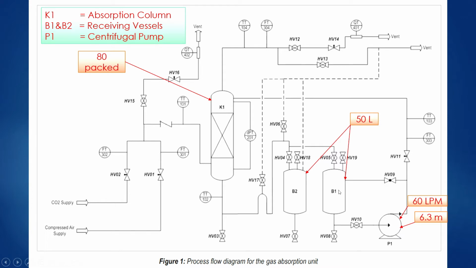First, receiving vessels B1 and B2: a 50-liter cylindrical vessel equipped with charge port and venting. Second, absorption column K1: an active packed column with glass resistive rings, inlet and outlet connections for counter-current gas and liquid flows. Effective column height is 1500 mm. Third, centrifugal pump P1: a centrifugal pump with maximum delivery rate of 60 rpm at the maximum delivery height of 6.3 meter.